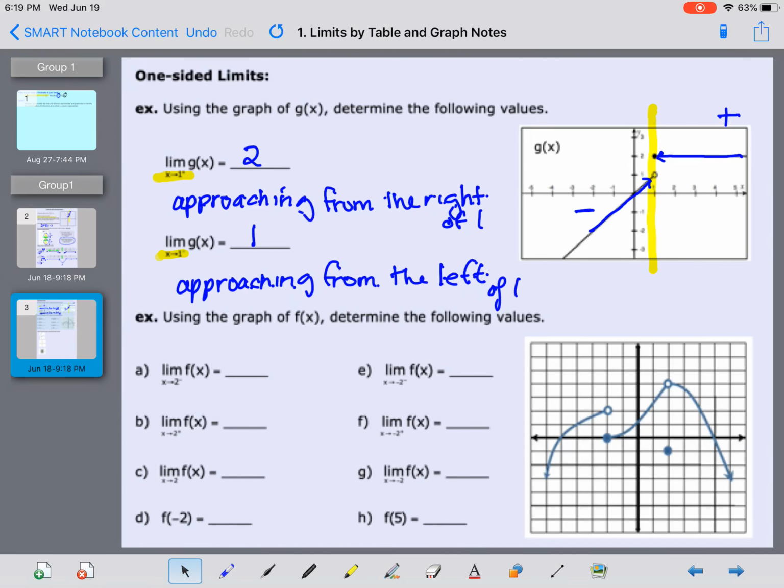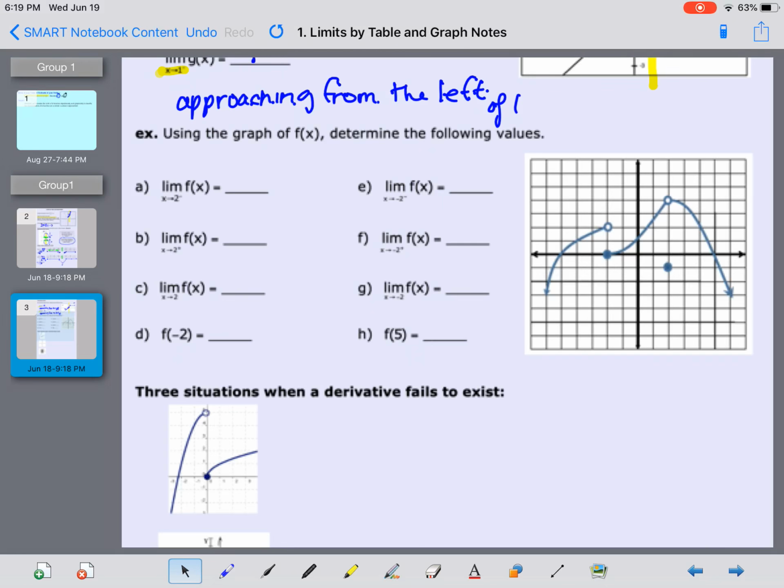So if we look at the next graph, I'm going to do the first column. If I look at those limits, they're all looking at 2. So 2's right here. Again, I'm going to use a highlighter here. What I'm trying to do is approach that highlighted line right there.